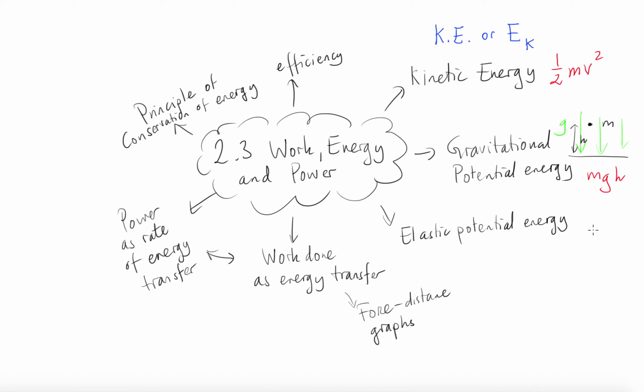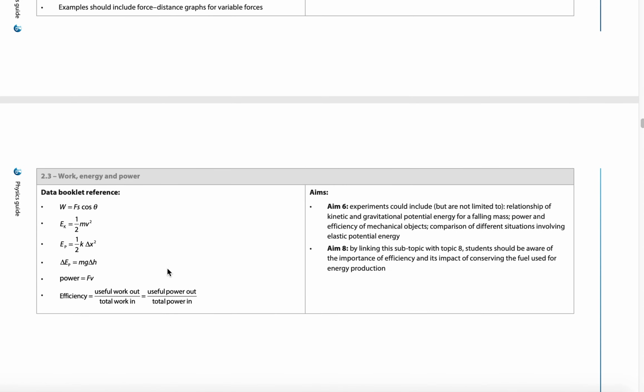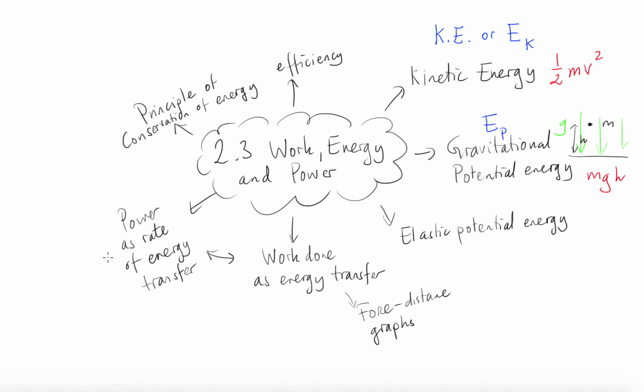What is then elastic potential energy? Before we go on to elastic potential energy, gravitational energy is sometimes simplified to EP. Elastic potential energy, which in the guide is also called EP, rather confusingly, is a half times k, which is the spring constant, times x, which is the extension, squared.